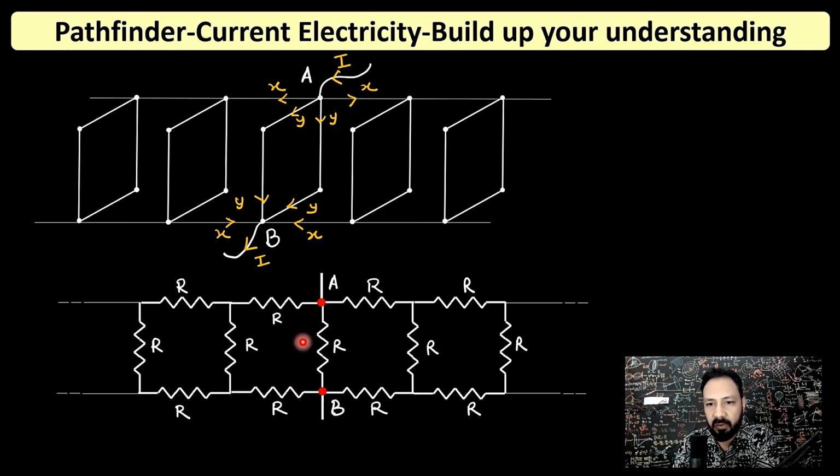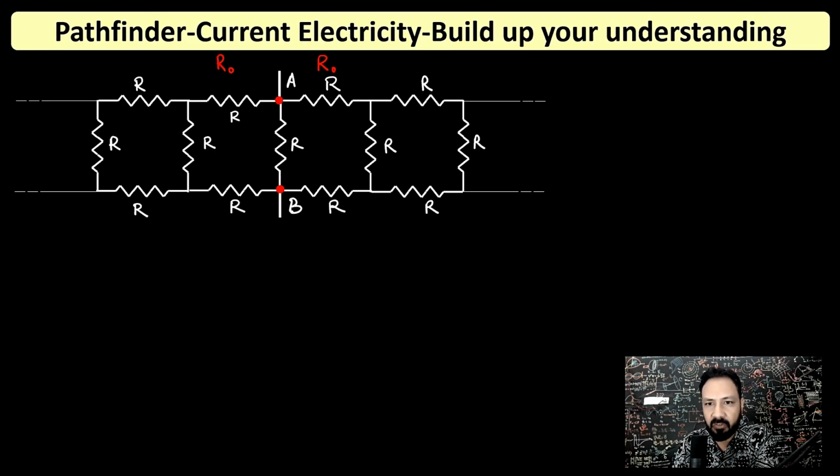Now we have to find the equivalent resistance between A and B. We'll make some further simplification. Now coming back to here, what I want to do is divide this whole ladder into three parts. One is this R itself. And if I look at the ladder to the left of AB, all this thing, this is an infinite ladder. Similarly, all this part is also an infinite ladder.